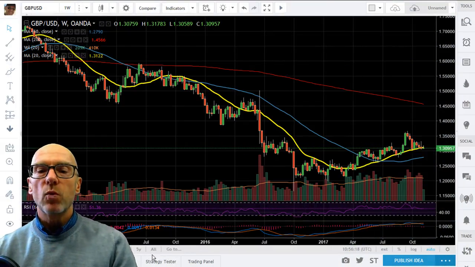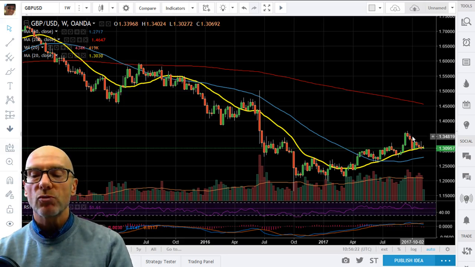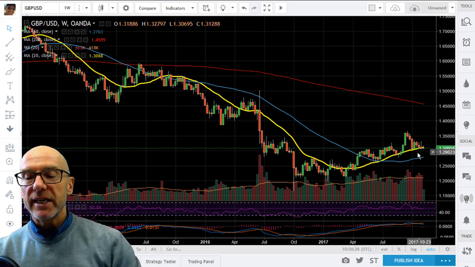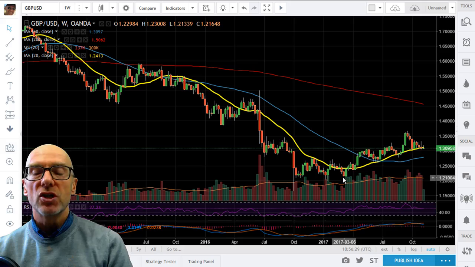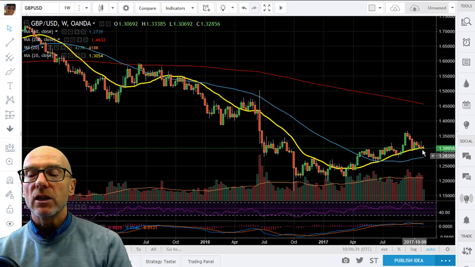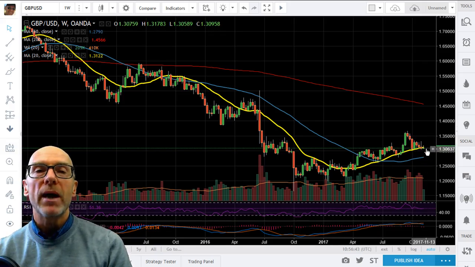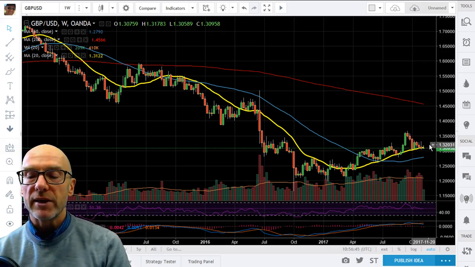So starting with the longer term, each candle on this chart represents 1 week's trade, and you can see that there's still a discernible uptrend for the pound. You've got this pattern of higher lows and higher highs. So we're in an uptrend, but you can see that we're now down towards the lower boundary of that uptrend.